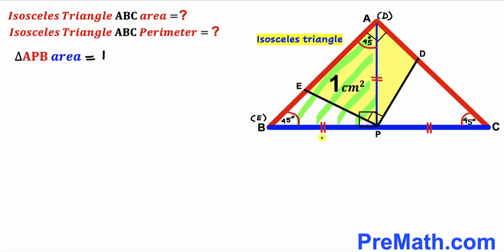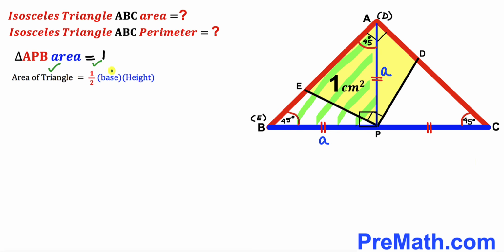Now I'm going to label this side length as lowercase a, then this AP length is going to be lowercase a as well. And now our task is to find the value of lowercase a. Let's recall the area of a triangle formula. Area is always equal to a half times base times the height of the triangle. In our case, the area of triangle APB is 1. The base is lowercase a, and the height is lowercase a as well.